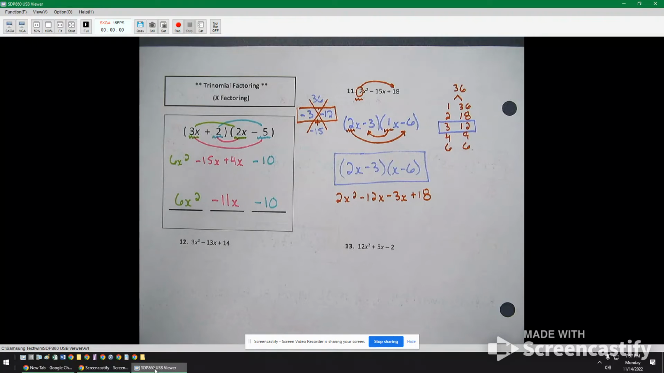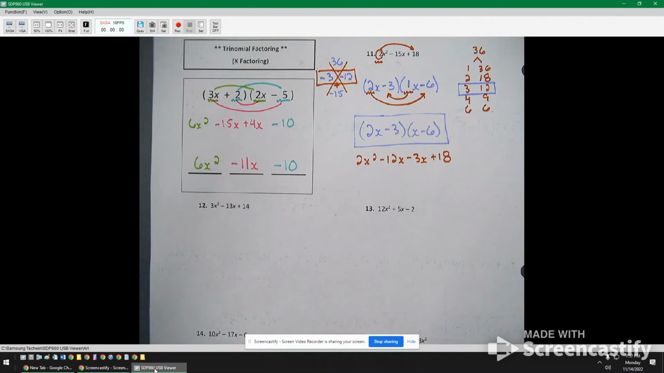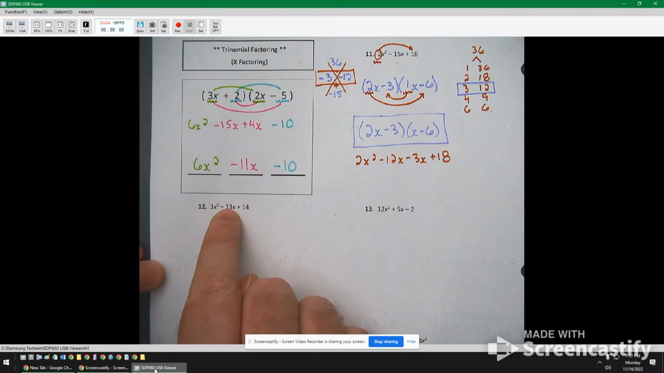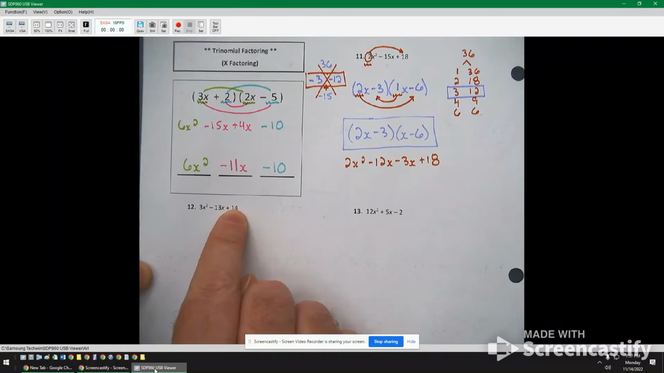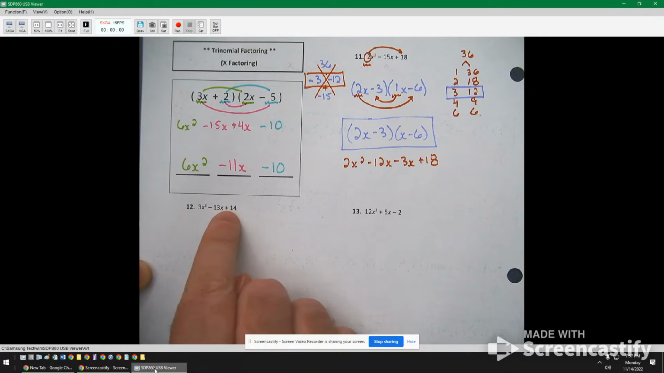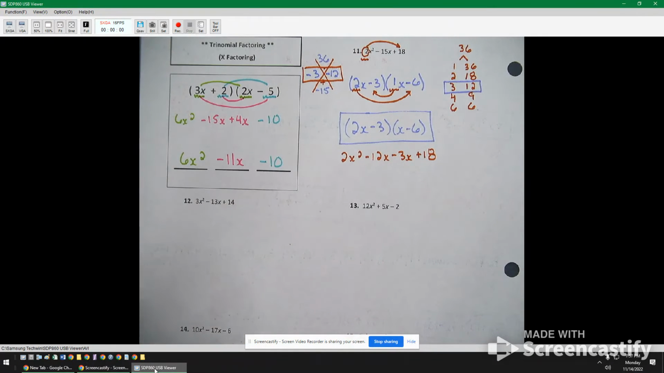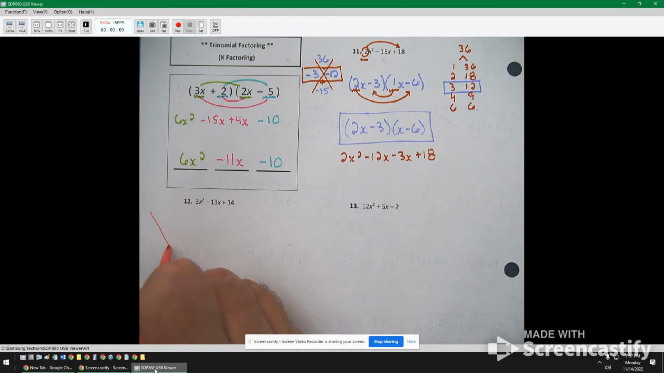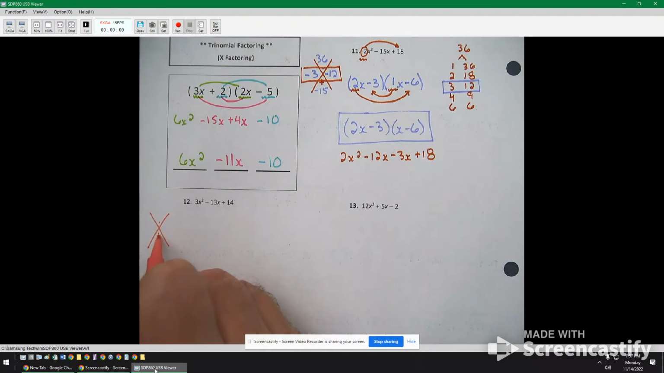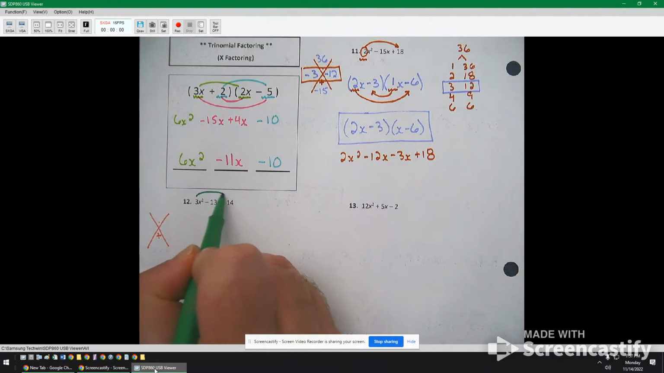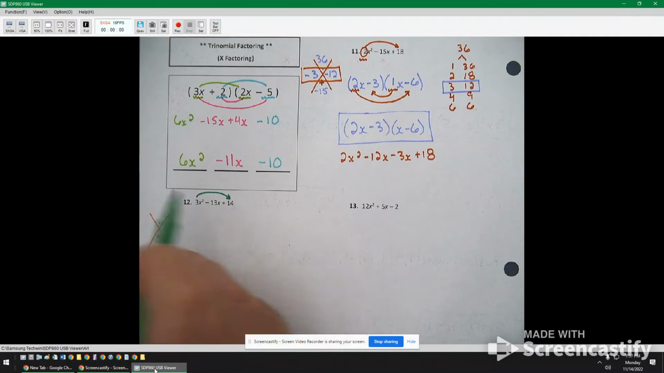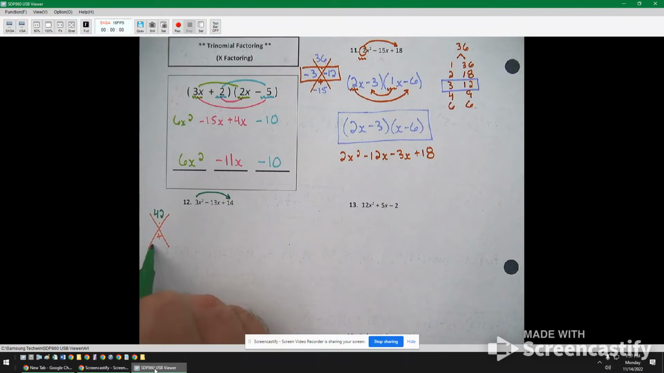Okay, let's try another one. Again, I'm going to start off, see if I can GCF. 3, 13, 14, they have nothing in common besides 1. And these two have an x, but that one doesn't. So there isn't anything I can GCF, so I'm going to go right to x factoring. I x factor by taking the first thing and multiplying it by the last thing. So 3 times 14 would be 42. And then whatever's in the middle goes on the bottom.